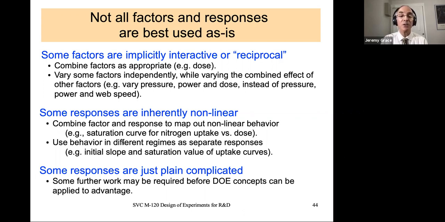So in addition, once you have a nonlinear response identified, you'll find that those responses often have different regimes, such as spikes and steps. And so you use behavior in those different regimes as separate responses. That is a valuable thing, and I've demonstrated that using the initial slope and the saturation value of the uptake curves. And then let's just admit that some responses are just plain complicated.